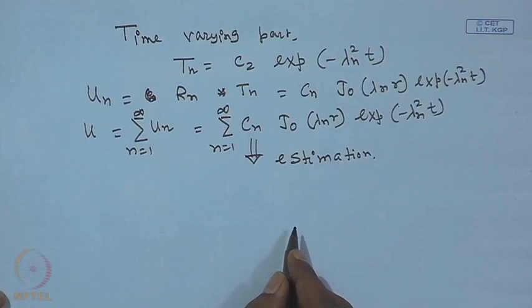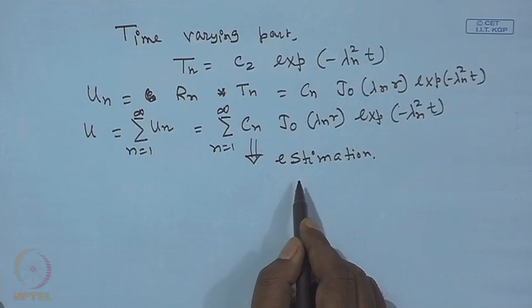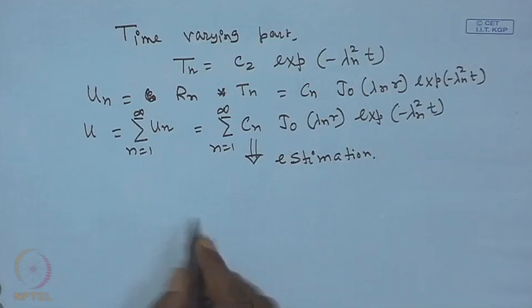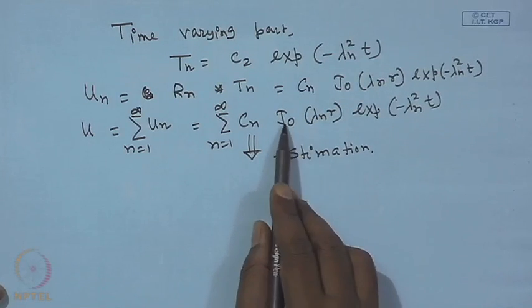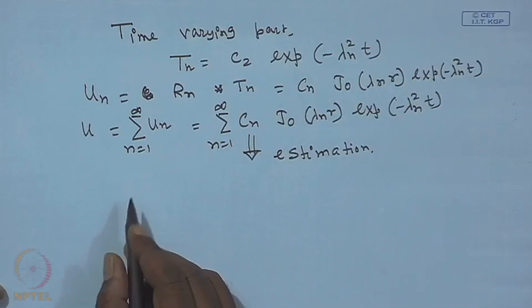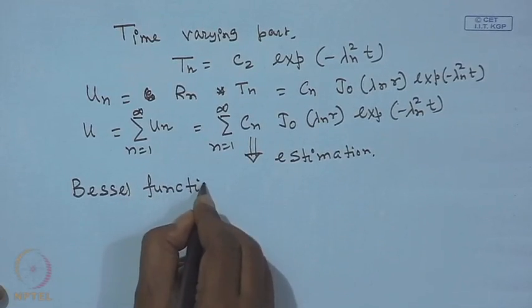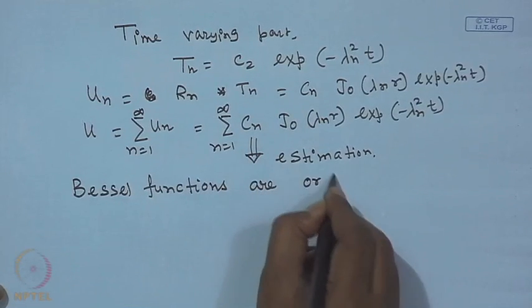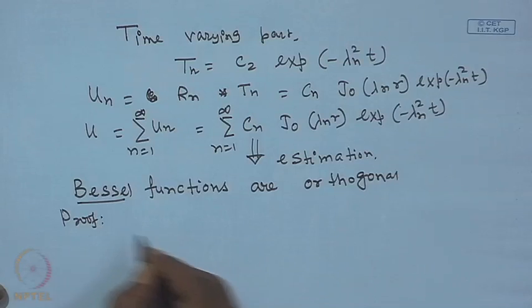If you remember, for the trigonometric functions in the earlier cases in Cartesian coordinates, we used the orthogonal property of the eigenfunctions. Now, in this case we have to prove that the Bessel functions, the 0th order Bessel functions, are also orthogonal to each other. If we can prove that these Bessel functions are orthogonal to each other, then we can use the orthogonal property of the Bessel function and we can estimate the value of C n. For that, let us prove that Bessel functions are orthogonal. The proof goes like this.